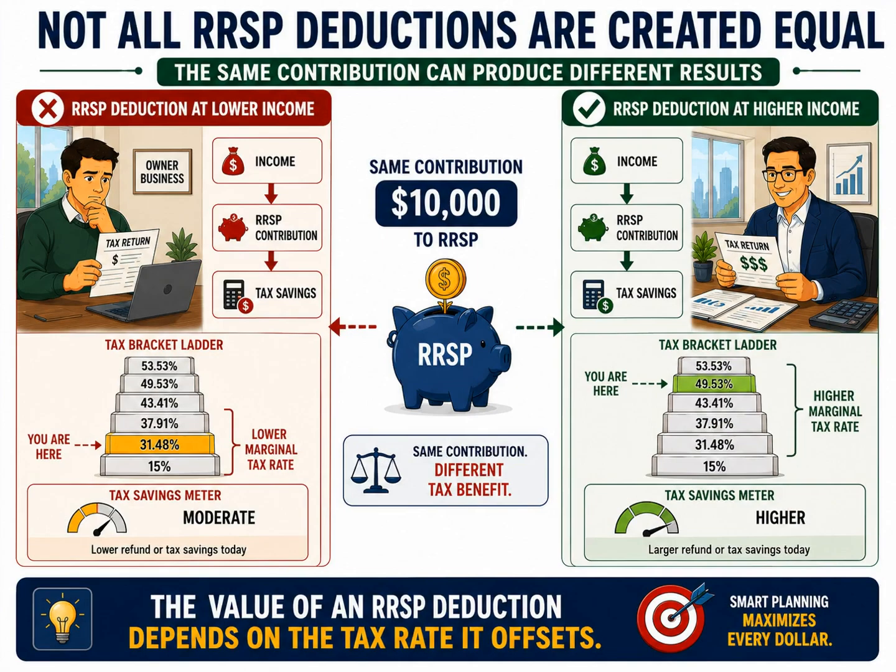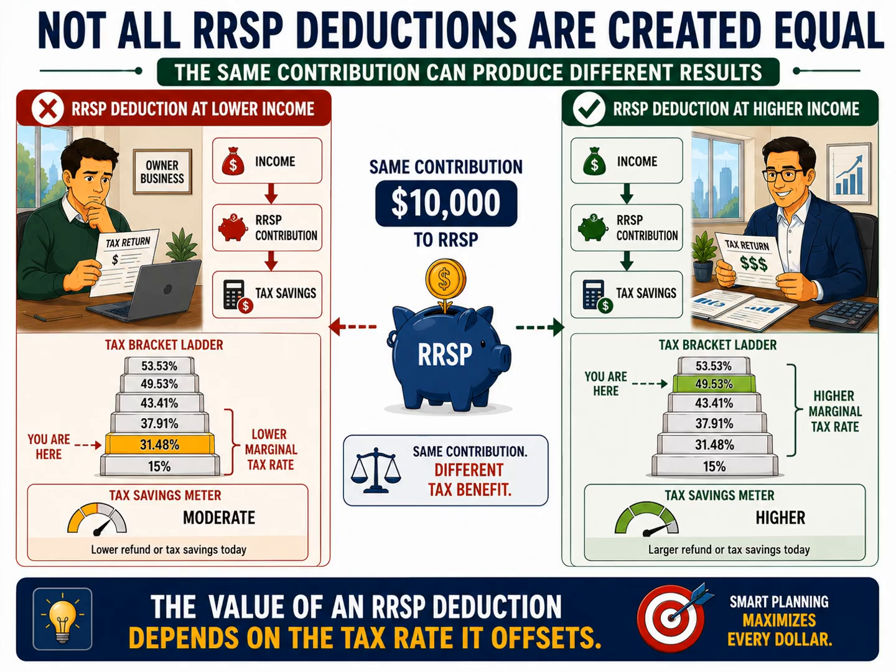This slide introduces one of the most valuable concepts in advanced RRSP planning. Many people assume that every RRSP deduction creates the same benefit, but that is not true. The value of an RRSP deduction depends largely on the tax rate that the deduction offsets. In other words, the same RRSP contribution can produce very different tax results depending on when it is claimed.